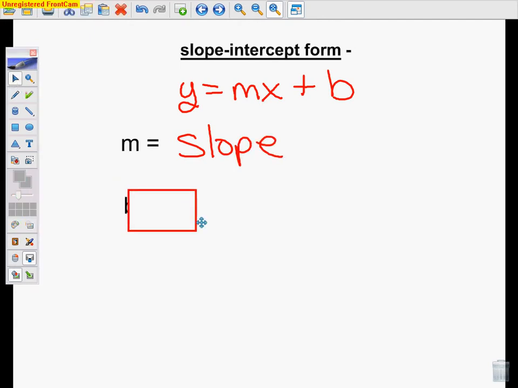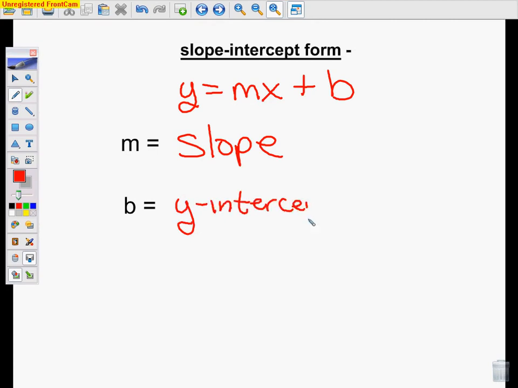We know b is the y-intercept. B is the y-intercept. Okay? Remember the problems that we did in example 1 and 2? Where we started on the graph was the y-intercept. That's going to be called b.